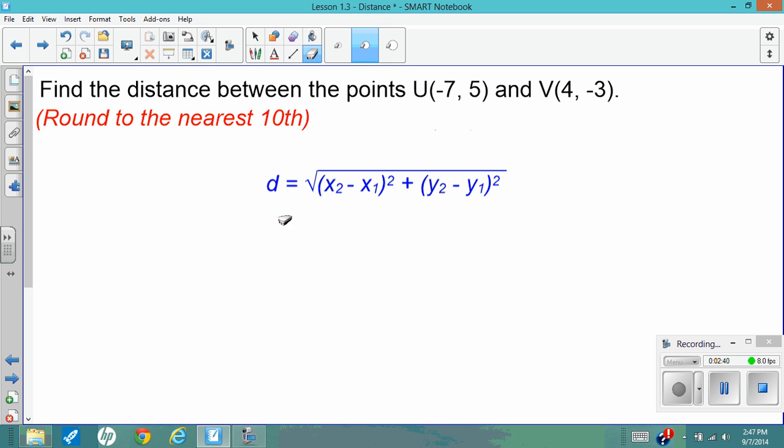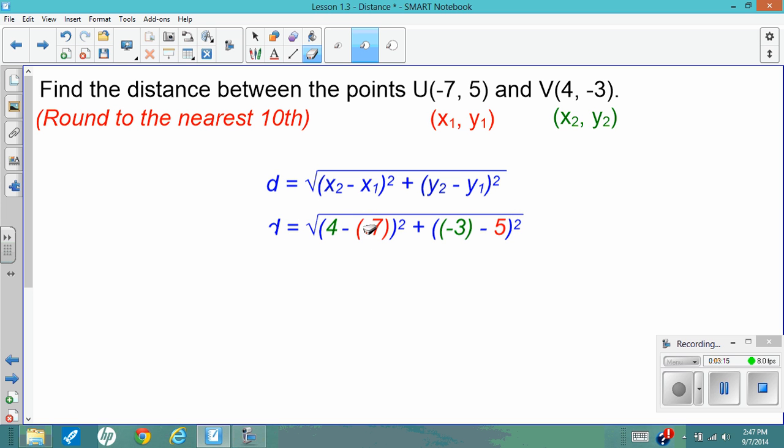So we'll write the distance formula, and now we'll label both of our points. I'm going to make one x1, y1. I'm going to make the other one x2, y2. It doesn't matter which one you make which. This way I know that the x1 has a value of -7, y1 has a value of 5, x2 has a value of 4, and y2 has a value of -3. Now this problem becomes a plug and chug, as I like to call it. We plug in the numbers where they belong in the formula, and then we simplify.